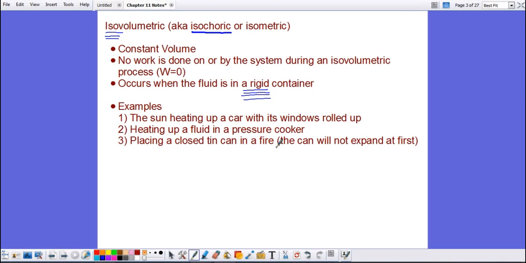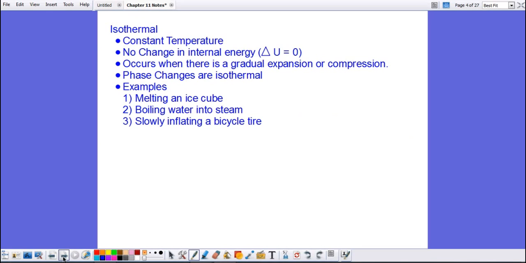So some examples: the sun heating up a car with its windows rolled up, heating up a fluid in a pressure cooker, or placing a tin can in a fire. Now, eventually the can is going to expand, but it's a fairly rigid container until it expands, so this is considered isovolumetric as well. That's our first process. The key things here are a constant volume, a rigid container, and when this occurs and it's isovolumetric, the total work done is zero.